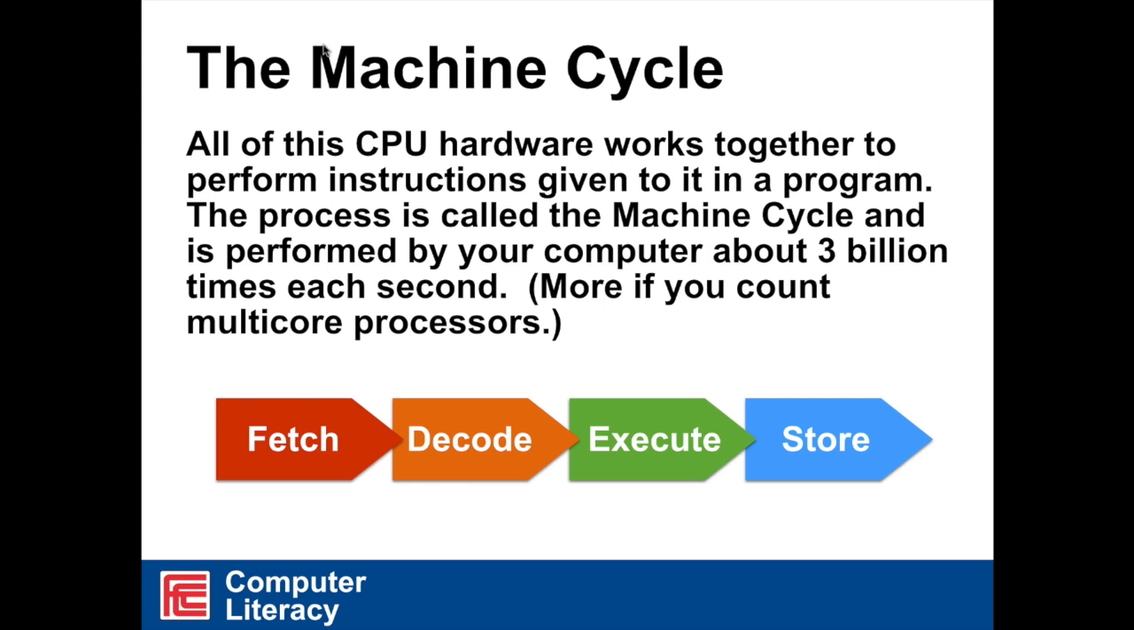It's got lots of different data pathways, and depending on where you send the data down, you'll do different stuff to it. Now, all of this gets put together into what we call the machine cycle. So this hardware in your CPU works together to do this 4-step process. First, you have to fetch instructions, then decode the instruction, then execute the instruction, and store the instruction.